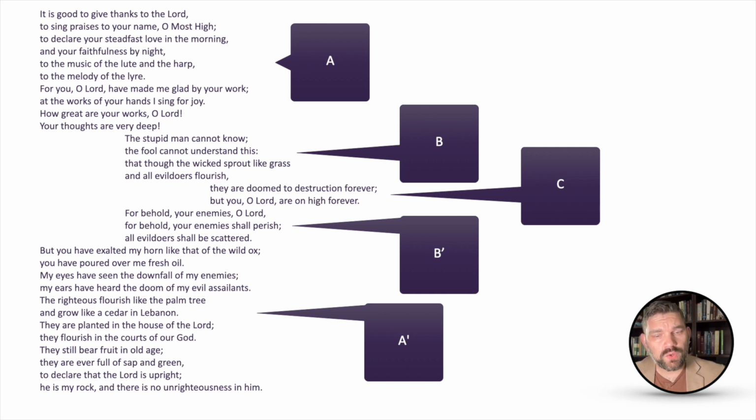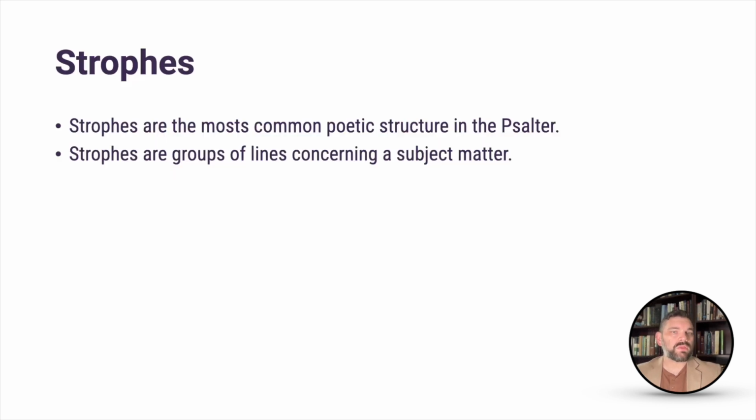Let's move on now to strophes. Strophes are the most common. They're everywhere in the Psalter, and they are groups of lines contained around a single subject matter. If you're writing prose, strophes would be paragraphs. They are strings of sentences about the same subject matter, and when you move to a new subject matter, you move to a new paragraph.